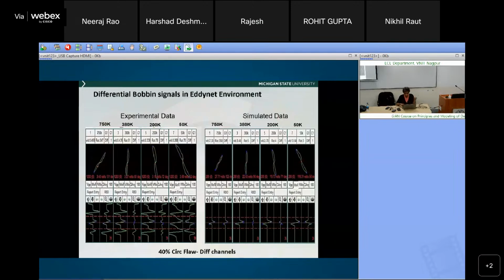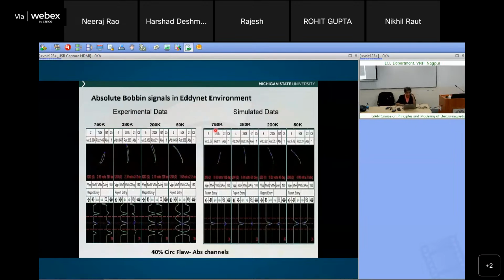This is for bobbin, and this is for the absolute. Differential bobbin is 2 coils. Absolute bobbin is just a single coil. They measure both. The reason for that is when you have a very shallow and long defect, the differential coil is very insensitive, because for differential coil, you're calculating a derivative. So you want something, a sharp edge. For such defects, the absolute coil gives better results. Anyway.